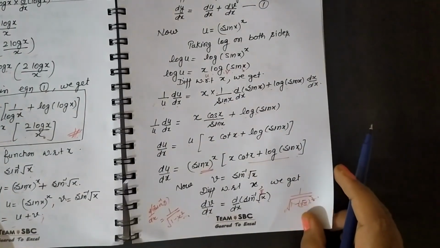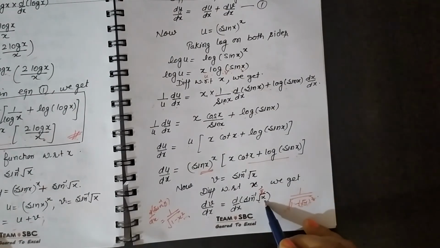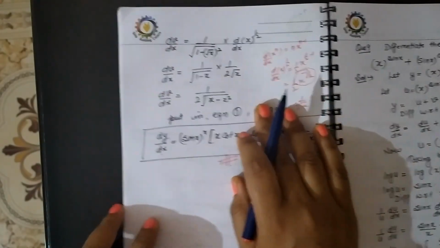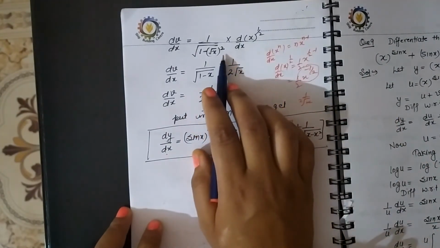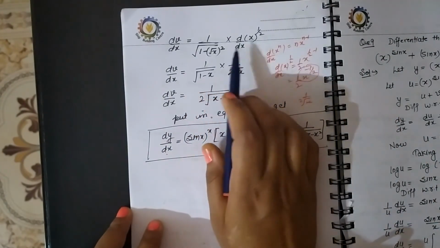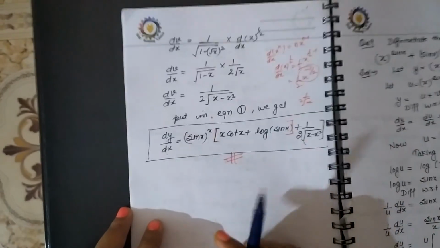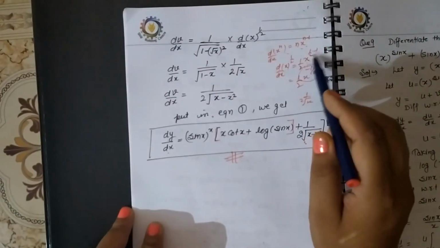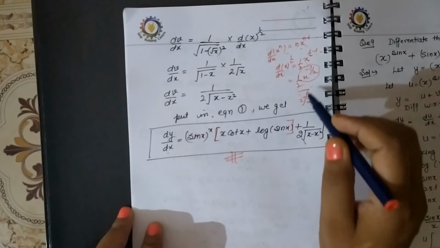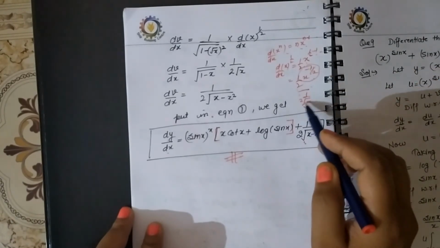And now what is the second function? Second function is root of x. Now again differentiate the second function. So it becomes dv by dx is equal to 1 upon root of 1 minus root of x square, that is the formula of sin inverse x, into derivative of root of x, that is x raised to power 1 by 2. So applying the formula n x raised to power n minus 1, it becomes 1 by 2 x raised to power 1 by 2 minus 1. So after solving we get x raised to power minus 1 by 2, you can write this term as 1 by 2 root of x.